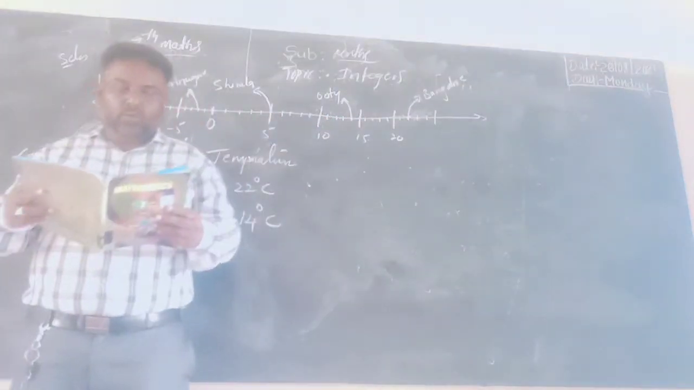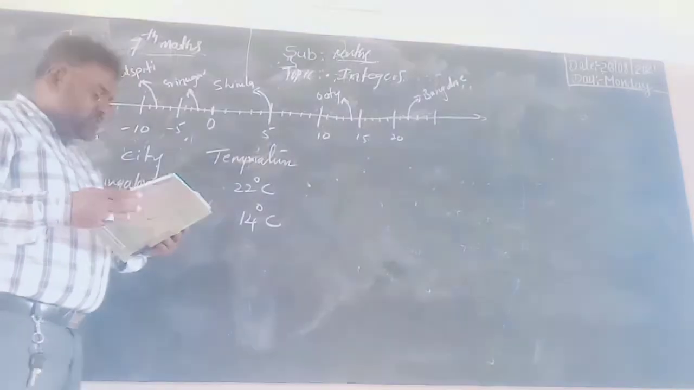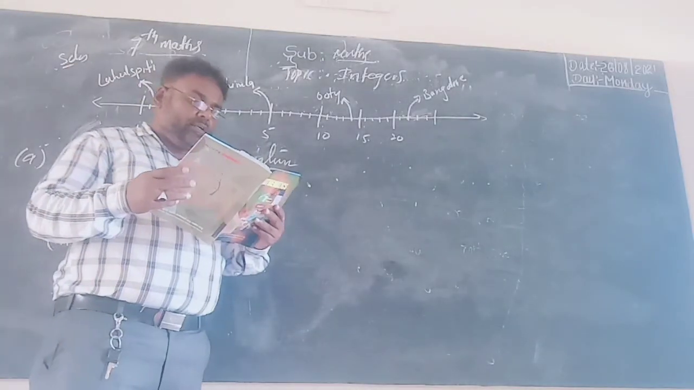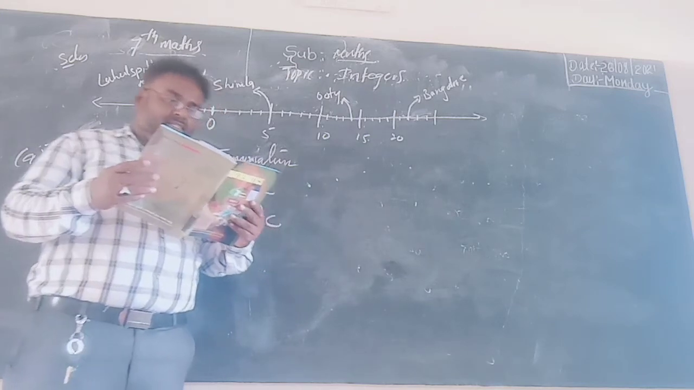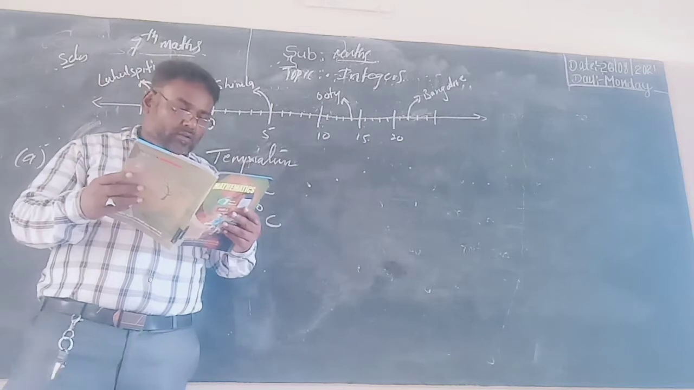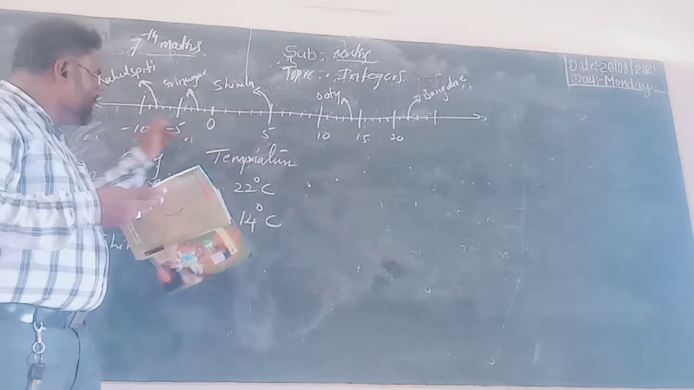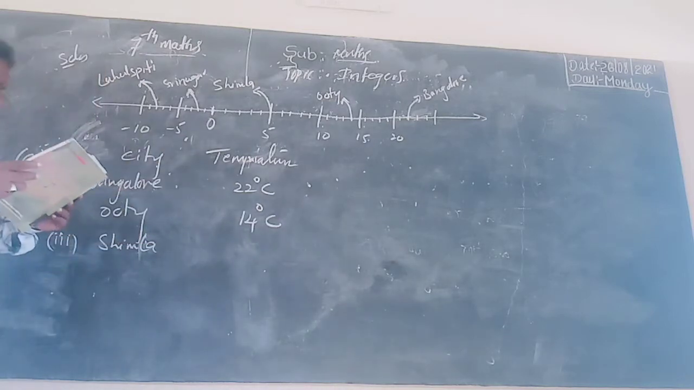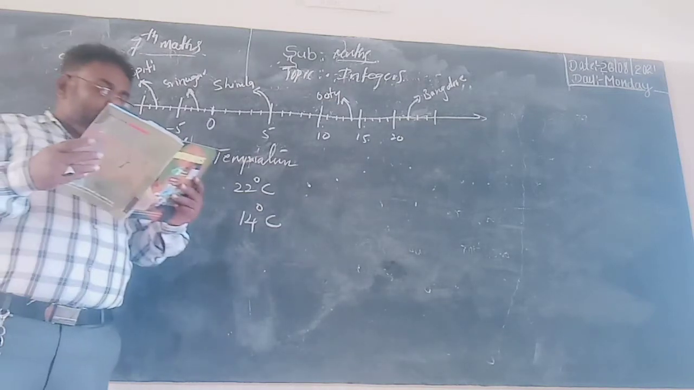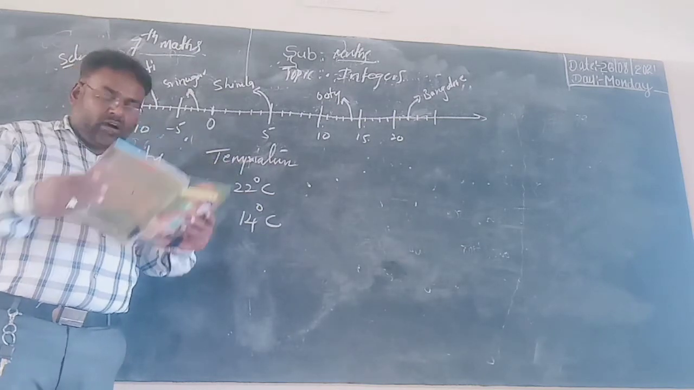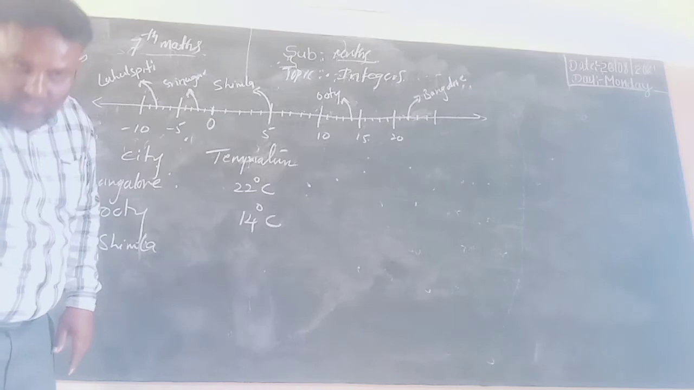Exercise 1.1. First question. Following the number line, show the temperature in degrees Celsius at different places on a particular day. The figure is given, so this is the diagram. Next question, first A1. Observe this number line and write the temperature of the places marked on it.